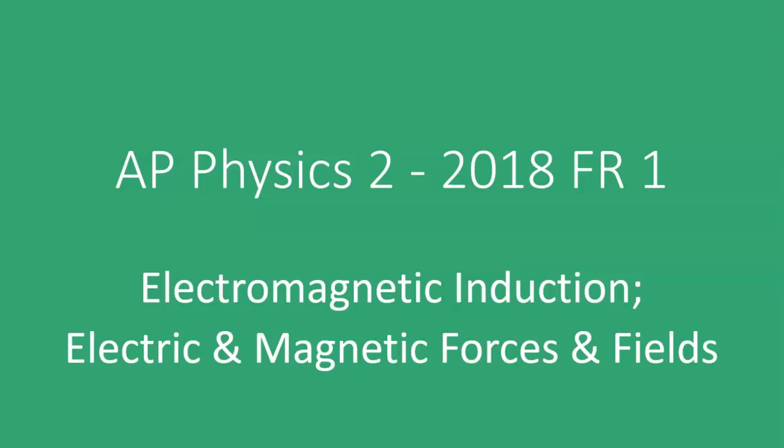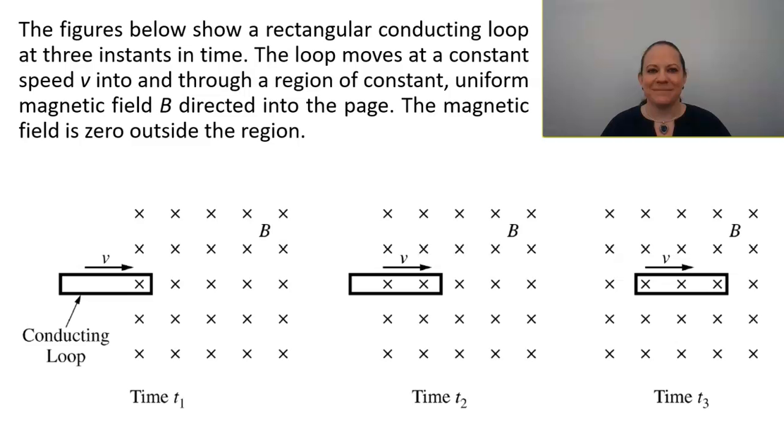We will be taking a look at 2018 question number 1, which covered electromagnetic induction and electric and magnetic forces and fields. The figures below show a rectangular conducting loop at 3 instants in time. The loop moves at a constant speed v into and through a region of constant uniform magnetic field B directed into the page. The magnetic field is 0 outside the region.